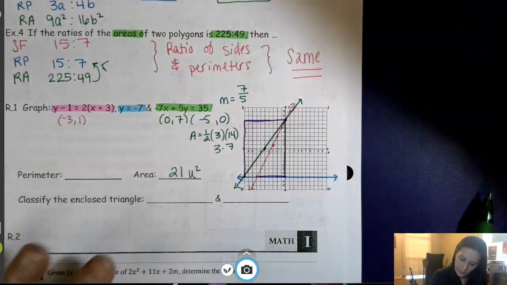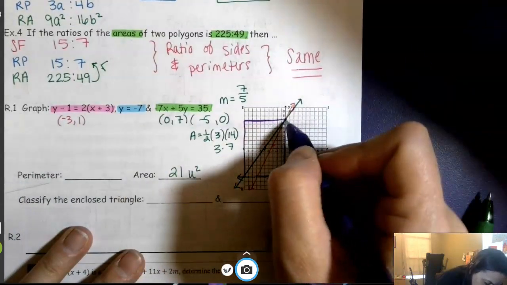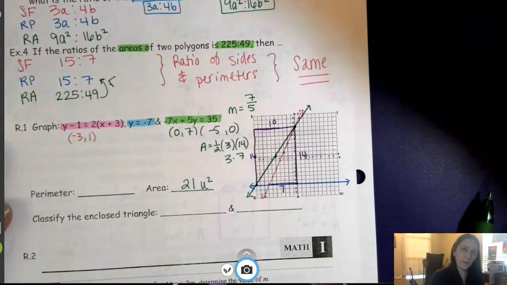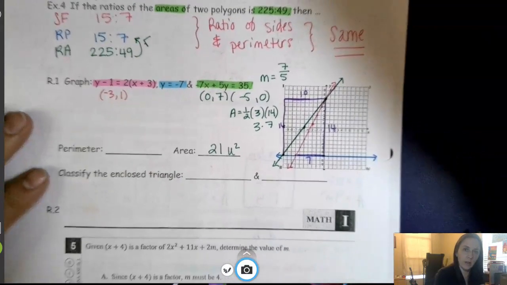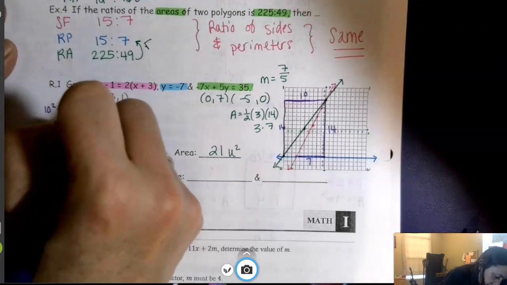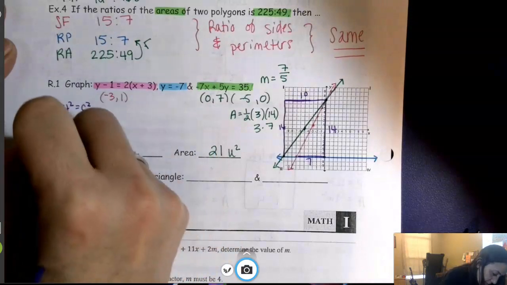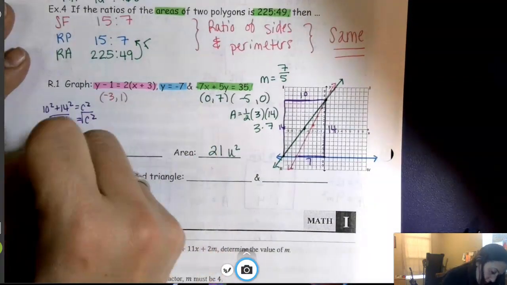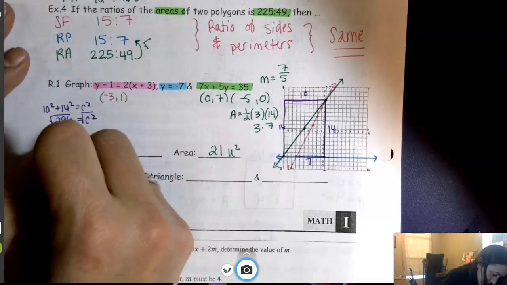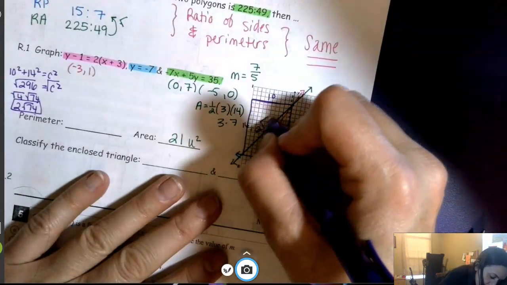If I want to find perimeter, this is going to be 7 times 14. This is going to be 10 times 14. I need to do Pythagorean theorem for both of those. So 10 squared plus 14 squared equals c squared. I end up with 296, square root. It's going to be 4 times 74. I get 2 root 74 for this side here. So this side right here is going to be 2 root 74.